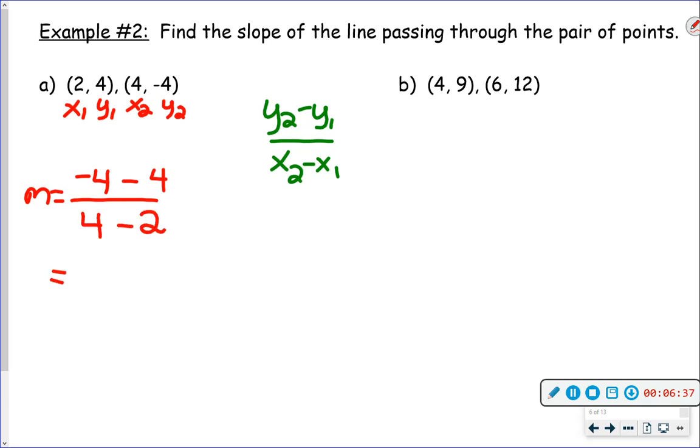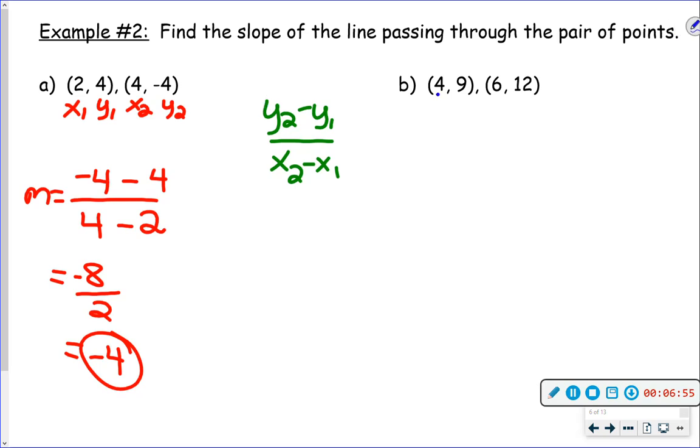And let's just simplify. Negative 8 over 2, negative 4. I probably have more work than you need to show on your homework. I know some of you can probably just go to negative 8 over 2, do the subtracting in your head. Okay. All right, same thing here.